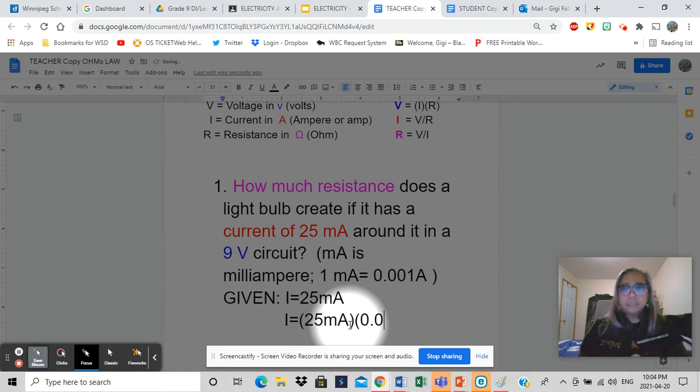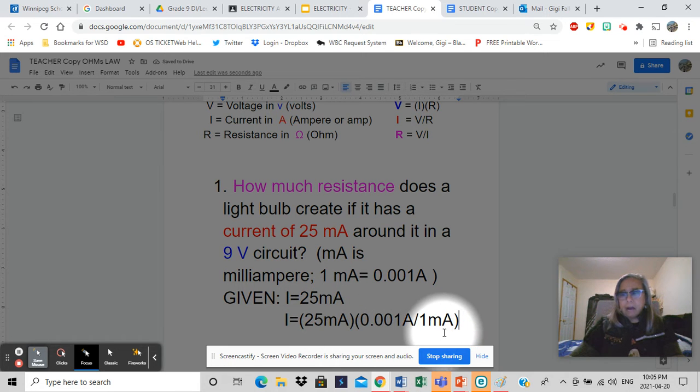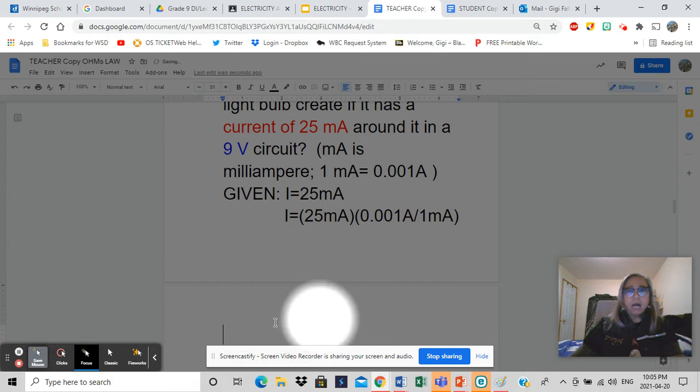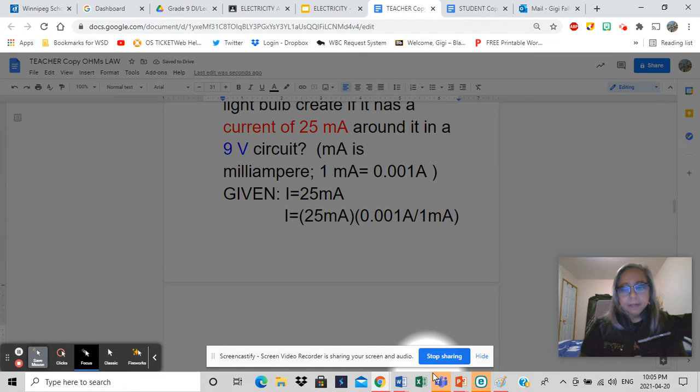So 0.001 ampere per 1 milliampere. It's like in math, right? You have here the numerator and this is the denominator. It cancels out, leaving you with a unit in A or ampere. So get your calculators out. So you now have here I equals.